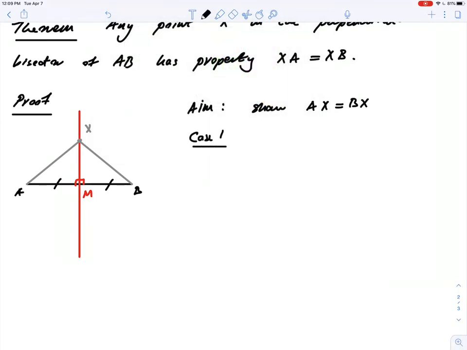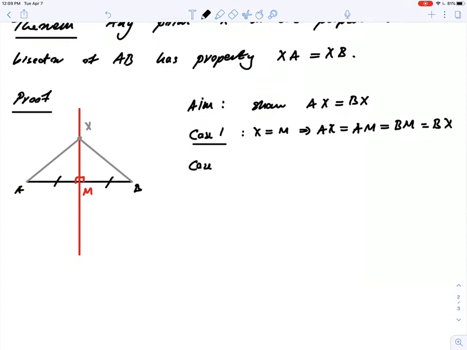So case one is where x is equal to M. So in this case, AX is equal to AM, well that's equal to BM by definition of the median, or the midpoint, and this is equal to BX. Tick. Very good. So that's kind of a silly case almost, but we do need to include it. So case 2, x not equal to M.